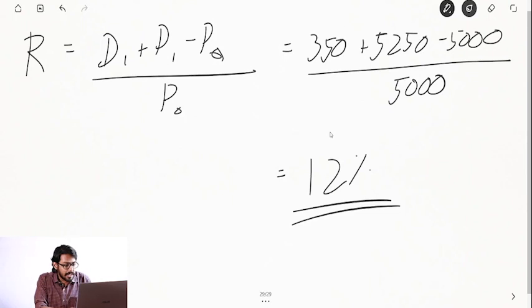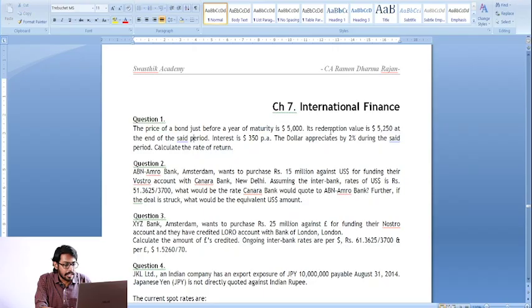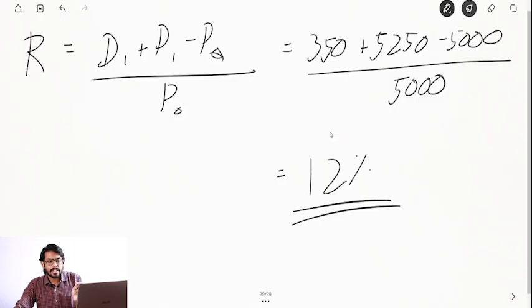Now, one sentence I have ignored: the dollar appreciates by 2% during the set period. I have not considered that till now, so let us consider that also. Pay attention. After 1 year, you are getting $350 and you are getting 5,250. And the question says that after 1 year, the value of dollar appreciates by 2%. So this 350 and this 5,250, when you get it, its value is greater by 2%. The $5,000 is 5,000 only, but this 5,250 and this 350, both of them have increased in value by 2%. Shall we consider that?